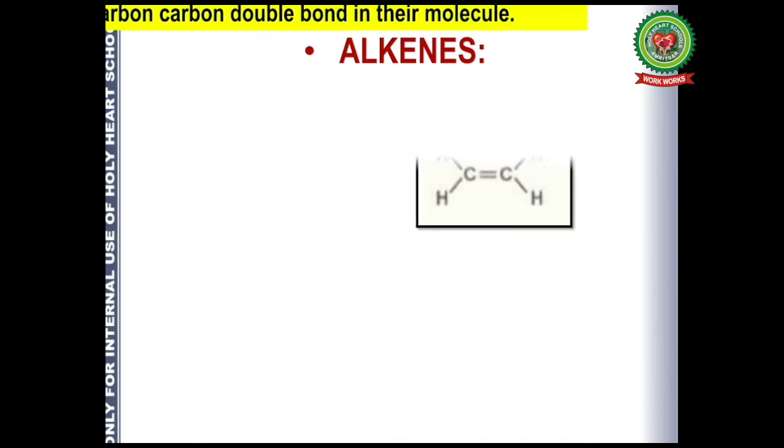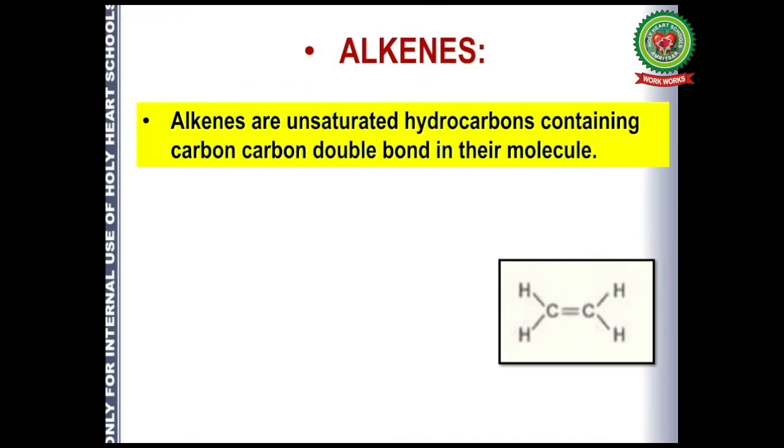First of all, we should know what alkenes are. Alkenes are unsaturated hydrocarbons. Why are we calling them unsaturated? The word unsaturated means a compound containing a double bond or a triple bond. So here alkenes are unsaturated hydrocarbons containing a carbon-carbon double bond in their molecule. So there is a double bond between two carbon atoms.